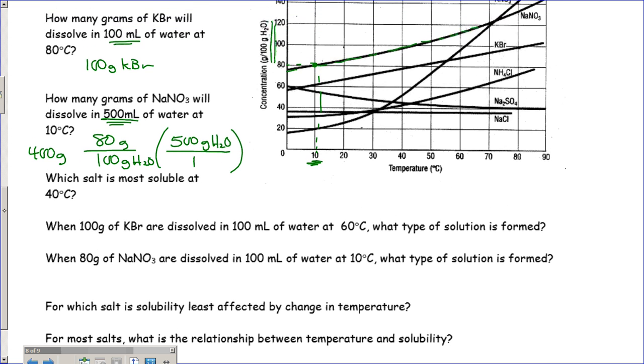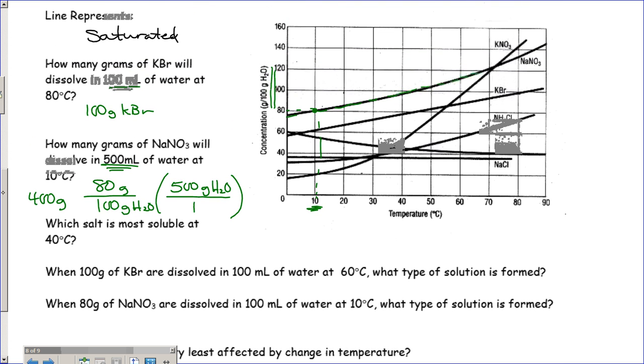So the next question says, which salt is most soluble at 40 degrees Celsius? The salt that's going to be most soluble is the one that's going to have the most solute in it, the highest concentration, right? So we're going to go to 40 degrees Celsius and follow that up. We can see that the least soluble salt is sodium chloride here, and then we get more and more soluble until we get up here, and that's the most soluble salt. Follow that line to its substance, and that is sodium nitrate. Let's use our words where we can.